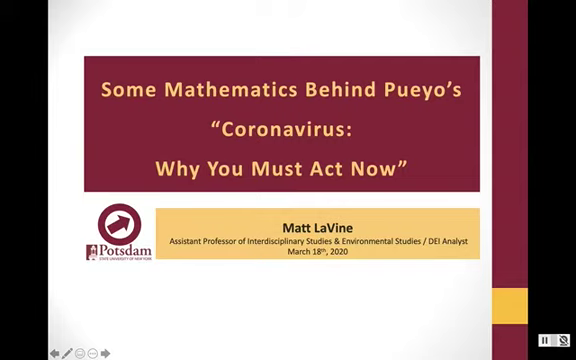As straightforward as this argument from Pueyo might sound, there's a lot of complex work from lots and lots of different researchers from lots and lots of different disciplines that go into this argument. So, like I said, for the next couple days, I'm going to be breaking this down discipline by discipline, and today we're going to focus on some of the mathematics behind Pueyo's arguments in Coronavirus: Why You Must Act Now.